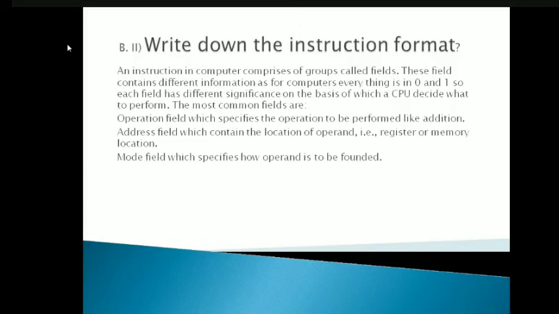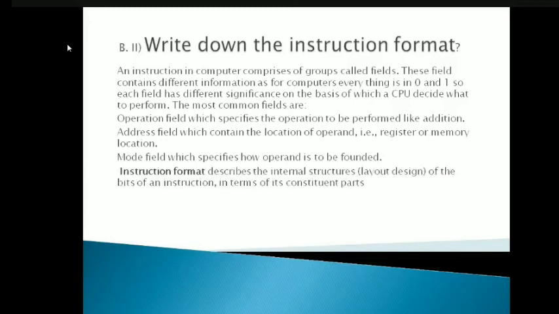Each field has different significance, on the basis of which the CPU decides what to perform. The most common field is the operation field, which specifies the operation to be performed, like addition, subtraction, etc. Address field contains the location of the operand, that is registers or memory. And finally mode, which specifies how the operand is to be found. Instruction format describes the internal structure of the bits of an instruction in terms of constituent parts, or the layout design of the bits of instructions.